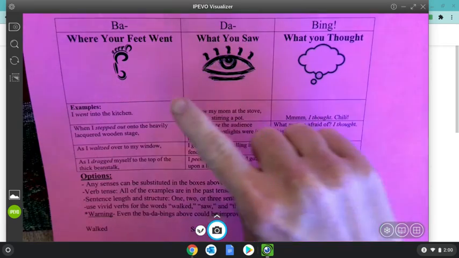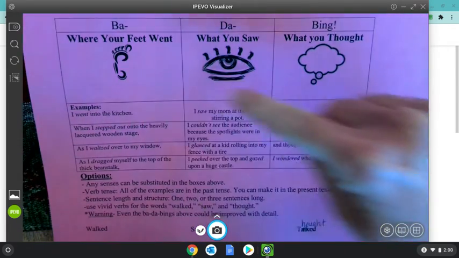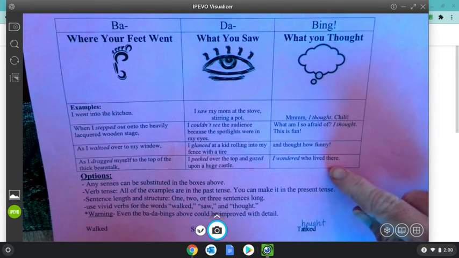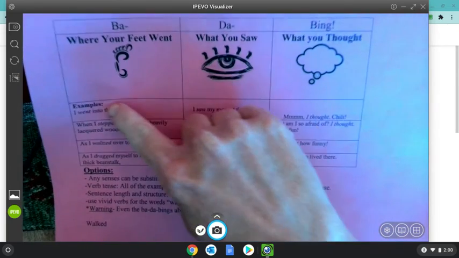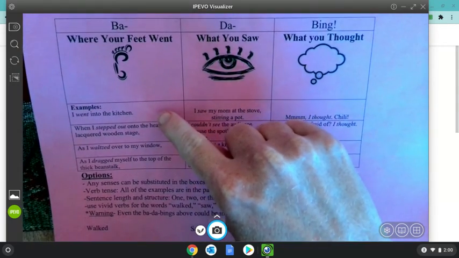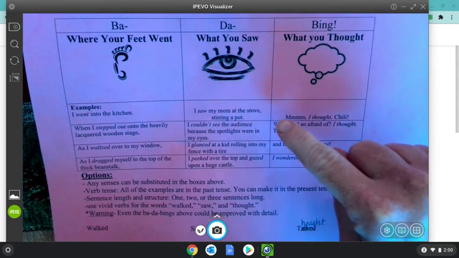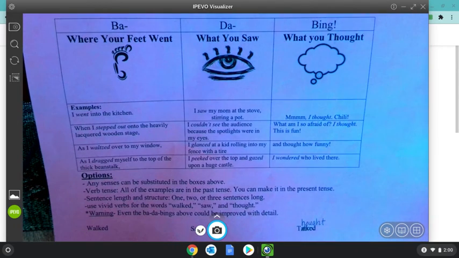So, on this chart, we have some examples. This is basic up here, and then it proceeds down to much better with much more vivid verbs. I went into the kitchen. We know went is on the bad word list, but this is just to try it out. I saw my mom at the stove stirring a pot. I thought, chili. That sounds good.